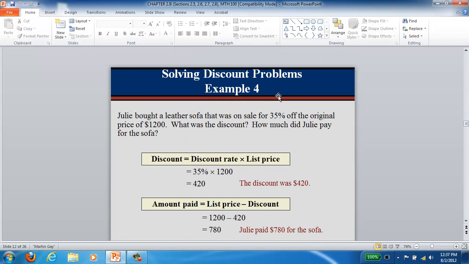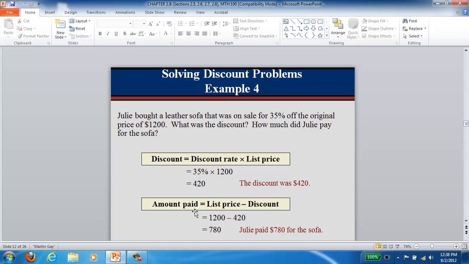Now looking at discount problems. Example, Julie bought a leather sofa that was on sale for 35% off the original price of $1,200. What was the discount and how much did Julie pay for the sofa? Your discount equation is your discount rate times your list price. So your rate was 35%, so 0.35 times the list price of $1,200 is $420. So the discount was $420.